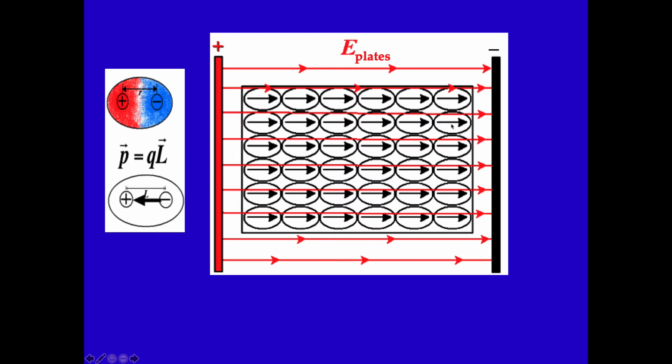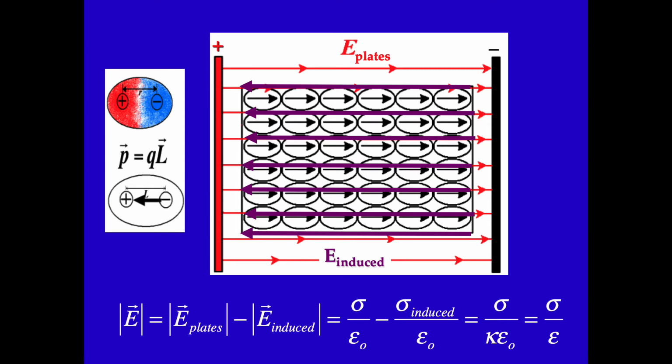Those arrows represent the dipole orientation. They don't represent the field produced by them. They're going to produce a field in the opposite direction. It's going to want to cancel out the field due to the plates. As a result, the field between the plates decreases because of this induced field. That purple is the induced field. And so the total field in between the plates is the field due to the plates minus what's induced.